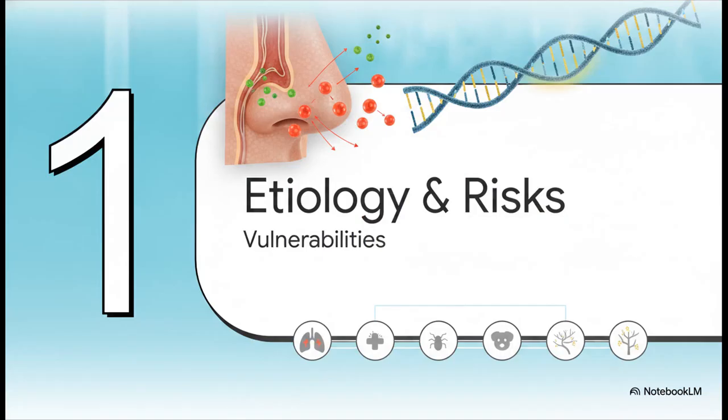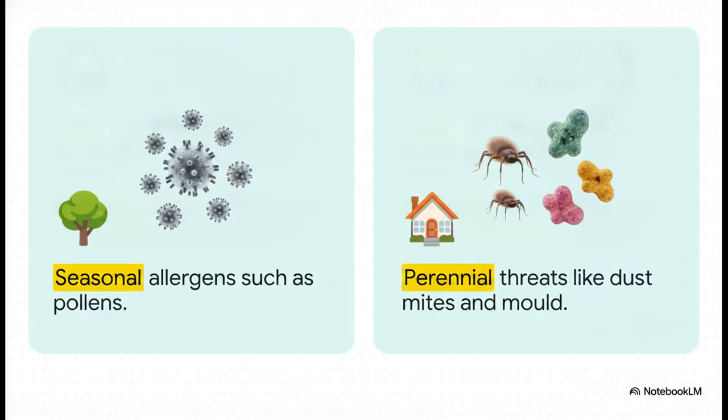Okay, Section 1, etiology and risk factors, identifying the culprits and vulnerabilities. So, we can actually divide these allergens into two distinct camps. On one side, you've got your seasonal threats, mostly pollens, that strike at very specific times of the year. On the other side, the year-round perennial invaders. These are the guys lurking inside the home 24/7. House dust mites, mold, animal dander, and cockroach allergens. Figuring out exactly when your patient is getting hit is usually your first big clue in tracking down the culprit.